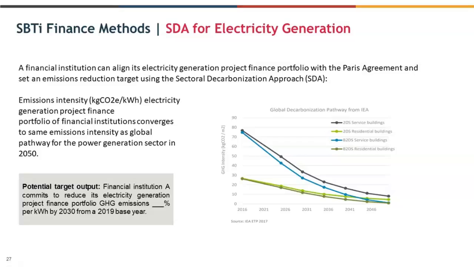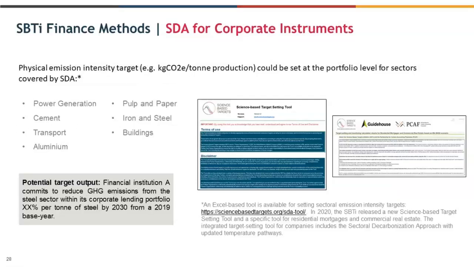And the same principle can be applied then for all of the sectors that we have pathways for, and they're detailed in the next slide. As you can see here, the proposals available for power generation, cement, transport, aluminium, buildings and real estate, iron and steel, pulp and paper. And yeah, as I mentioned, the intensity-based approach can be used for any of these sectors. We do have publicly available tools online. So we have the existing tools that we have for corporates in this space, and these tools can be used by financial institutions to help them to also set targets.